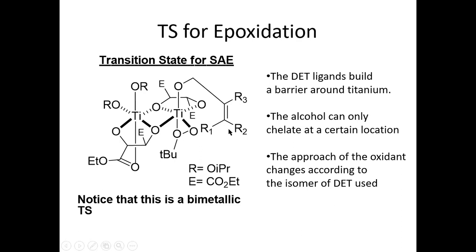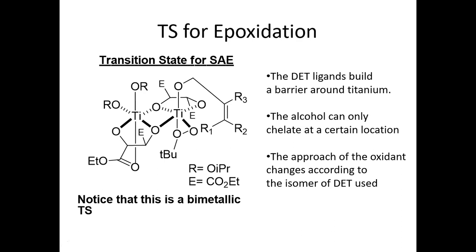You get great yields. The scope is really good. You can substitute your allylic alcohol with different substituents, and it still works, and it doesn't diminish the reactivity or the selectivity. All right, but when we talk about a bias in the transition state, these DET ligands create that bias, right? So that the allylic alcohol only binds to one side, and then the oxygen is transferred to either the top face or the bottom face, depending on which isomer of DET is being used. All right, any questions about that?